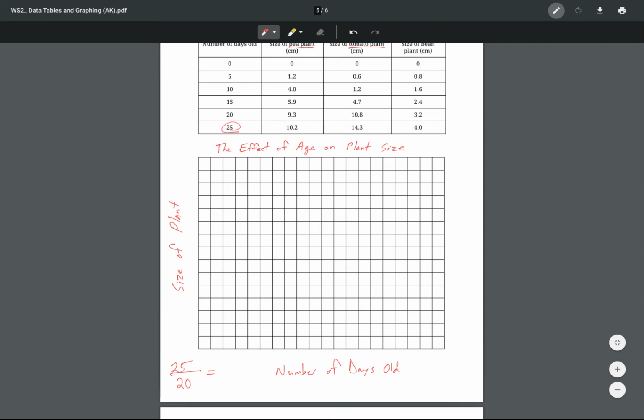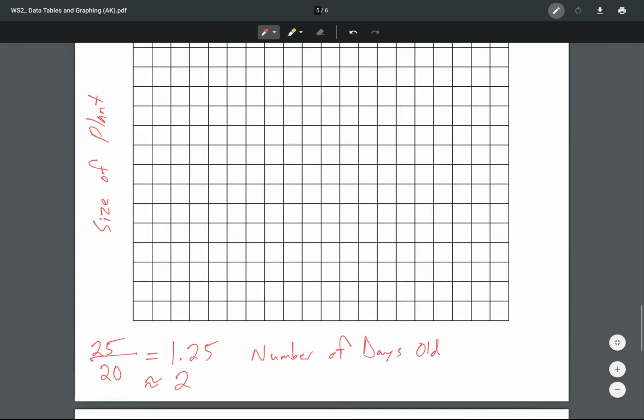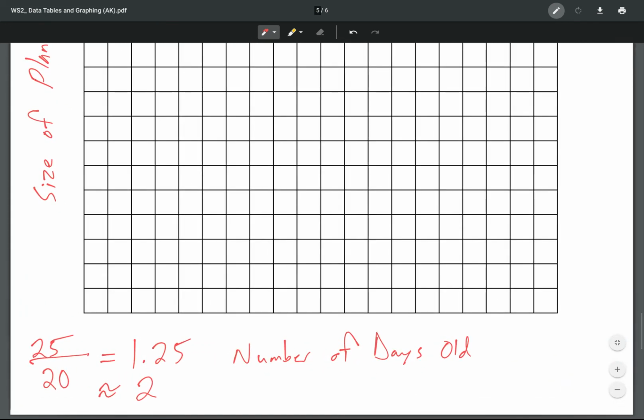25 divided by 20 is 1.25. And since I don't know how to count up by 1.25s very easily, I'm going to round this up to 2, because that's a whole number that I feel confident in counting up by. So then I can go ahead and label the intervals on the bottom, starting at 0 and then going up by 2.